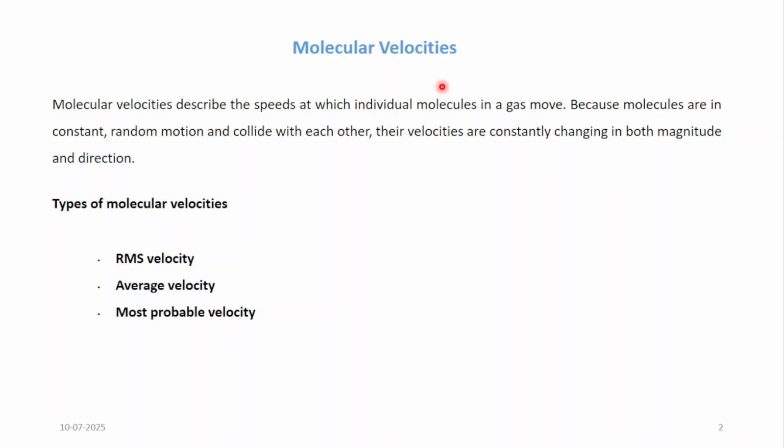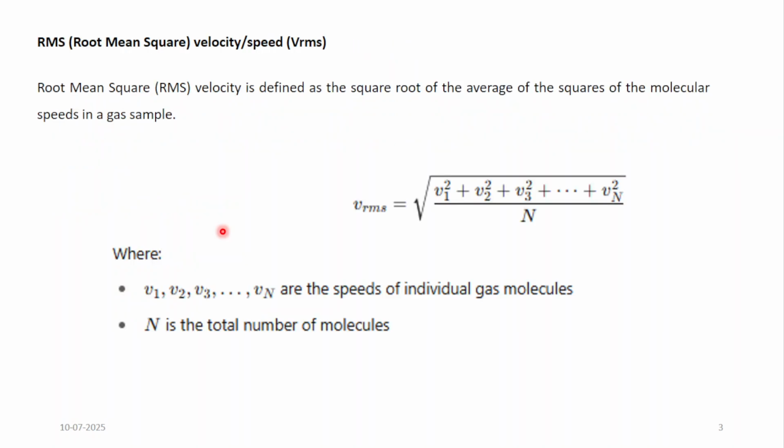because velocity is a vector quantity, speed is not. So I should say RMS speed, average speed, most probable speed rather than calling it velocity. But because most of the books keep writing velocity, I also kept the same: RMS velocity, average velocity, most probable velocity. These are the different types of molecular velocities. We will see them one by one.